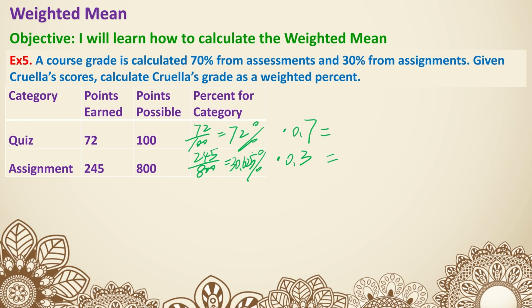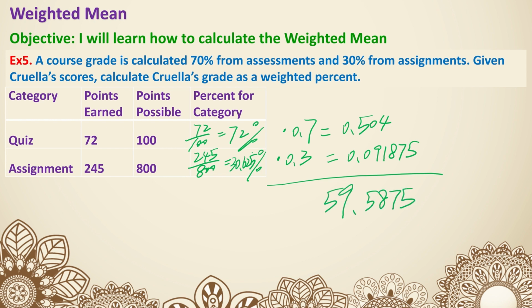So if you multiply by a 0.3, you're going to get a 0.091875. And the top one, if you multiply, it's going to give you a 0.504. And then we just add these two numbers together. That is going to give you a 59.5875. And that would be rounded to 59.59%. There we go. That is example 5.